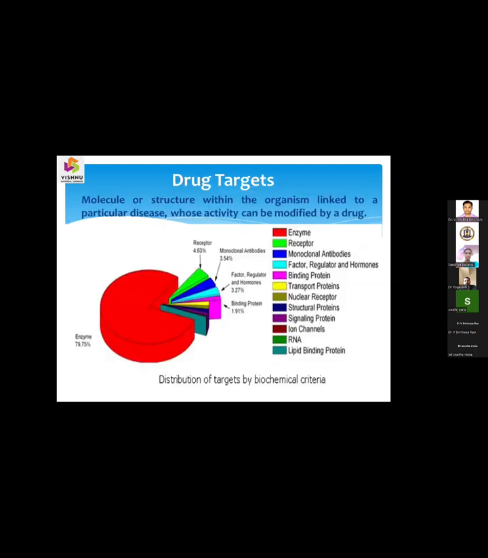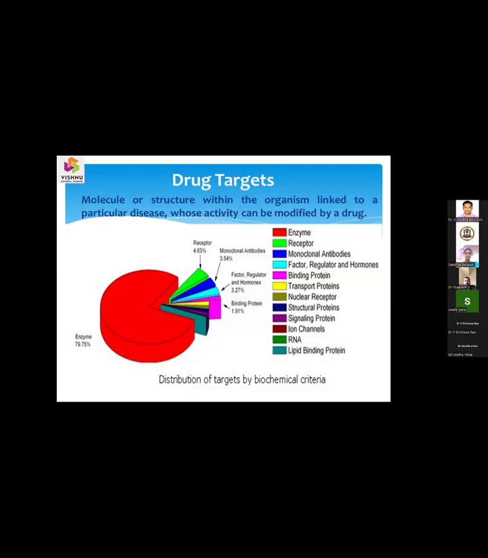Now, regarding drug targets: a drug target is a molecular structure within the organism, linked to a particular disease, whose activity can be modified by a particular drug. That is our drug target. This shows the distribution of drug targets by biochemical criteria. The major portion is occupied by enzymes. Scientists are targeting enzymes the most, and next is receptors, which are comparatively very few. The enzyme target share is much greater than that of receptors, which is only 4.60%.